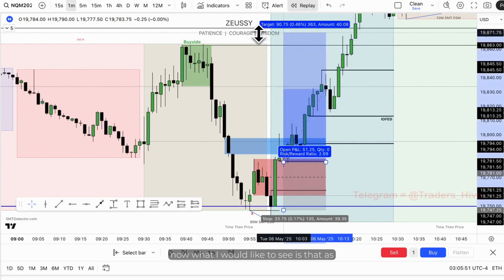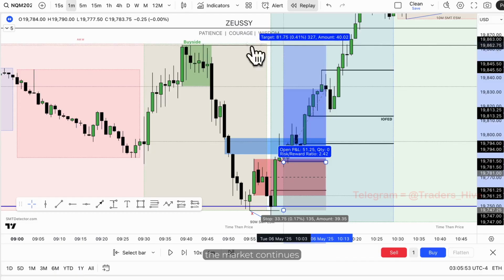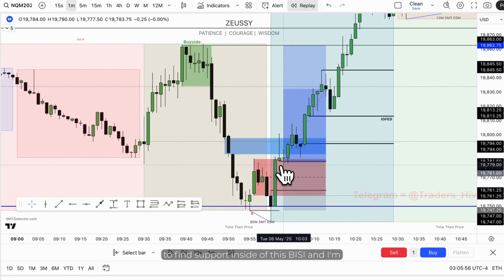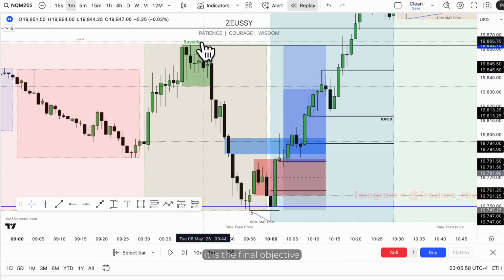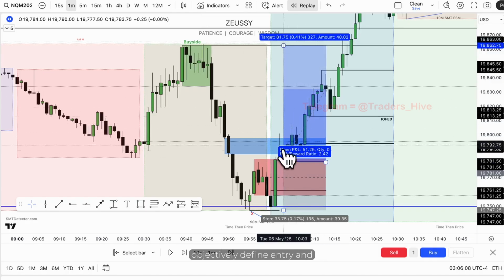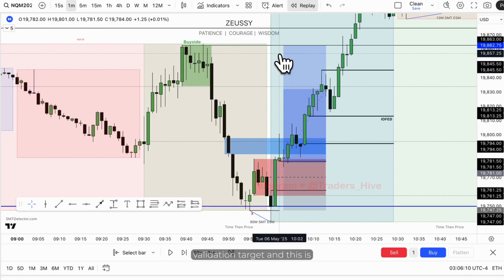Now, what I would like to see is that as the market continues to find support inside of this BC, and I'm not saying, by the way, that this is the final objective, because the final objective was way higher, right? However, when it comes to trade management, I'm simply showing you how you can objectively define entry, invalidation and target. And this is simply an example of a market maker buy model, which we're discussing now. But understand that you should frame these setups from the sequences I've been teaching you within this model series. So always from a higher time frame down into a lower time frame.